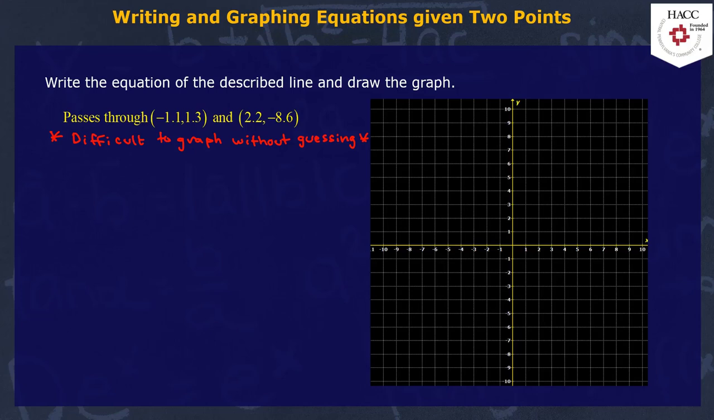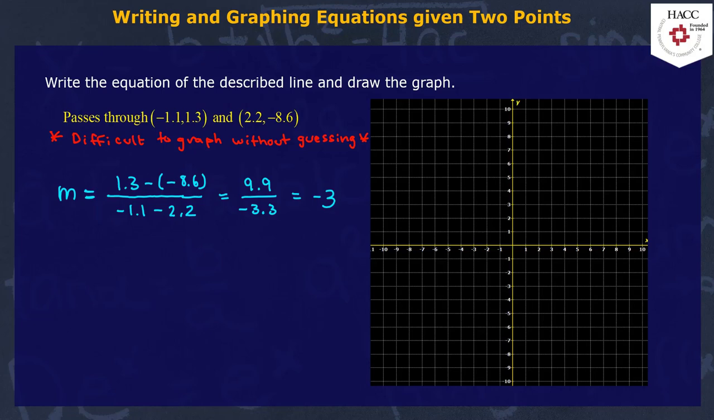Okay, so as we have done previously, I'm going to start by calculating the slope. So I have m equals 1.3 minus negative 8.6 over negative 1.1 minus 2.2. And again, that's just me taking the y-coordinates and the x-coordinates in the same order when I look at their ordered pairs. And when I calculate that through, I get 9.9 over negative 3.3, which simplifies to negative 3. So it's a pretty nice number for a slope.